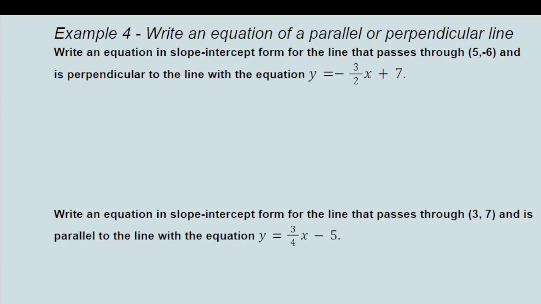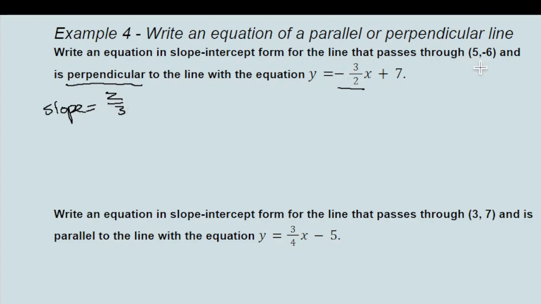This first one says, write an equation in slope-intercept form for the line that passes through (5, -6) and is perpendicular to the line with this equation. That means it crosses this line at a 90-degree angle. My slope for this line is -3/2, and I know that because I know how y equals mx plus b works. If it's perpendicular, we flip this and make it the opposite. If you flip 3/2, it becomes 2/3, and if it's negative, it now becomes positive. So my slope is going to be 2/3.